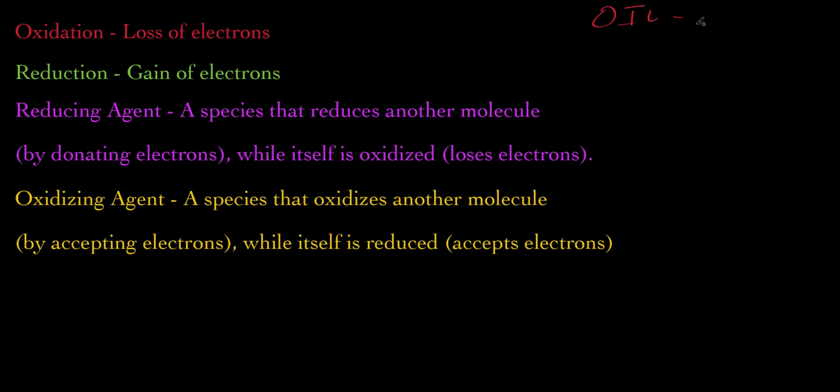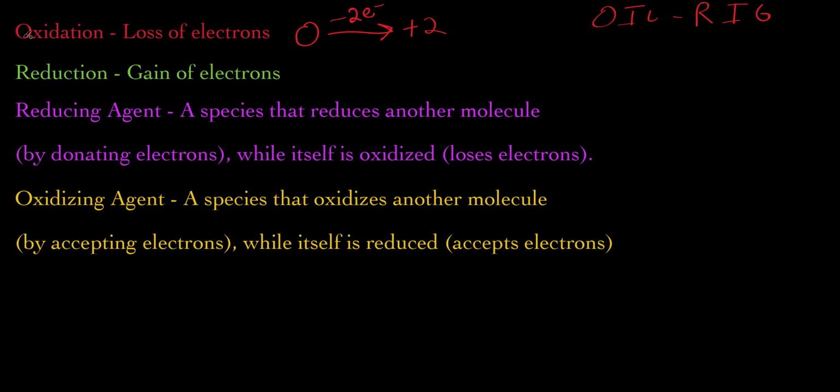OIL RIG. So oxidation is loss and reduction is gain. Another thing you have to know is oxidation is accompanied with an increase in oxidation number. Say we have an atom that has an oxidation number of 0. If we lost electrons, and electrons are negatively charged, say we lost 2 electrons, we would have a positive 2 oxidation number at the end, because we pulled 2 negative electrons away from an atom, making it more positive because you lost negative charge.